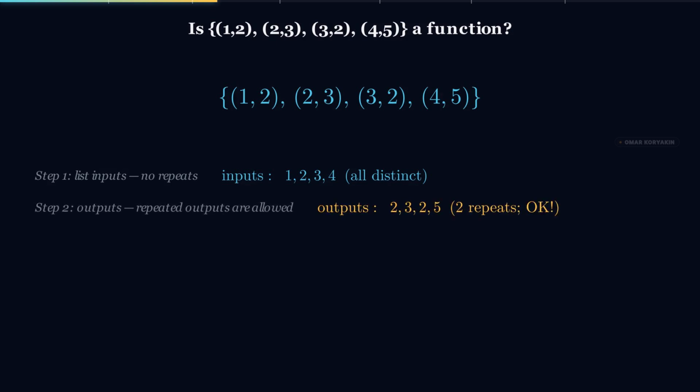Step 2. Note that the output value 2 appears twice, paired with both input 1 and input 3. Repeated outputs are allowed in a function. Only repeated inputs would disqualify the relation.